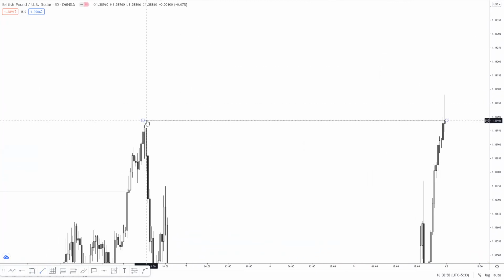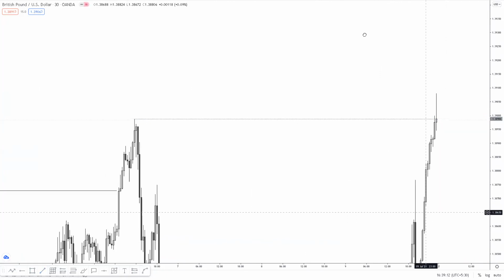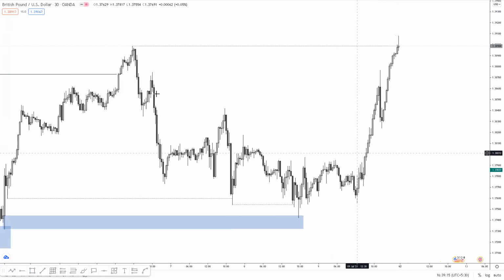You see what price did? It took out this high, and you see immediately it started coming back down because now the buy stops have been activated right here. So now they activate that, and now they do not want them to profit. So it's coming back down. You see that? So what I did was this.